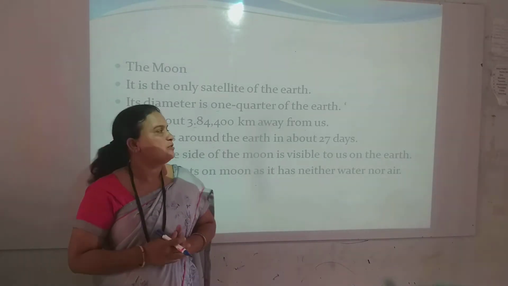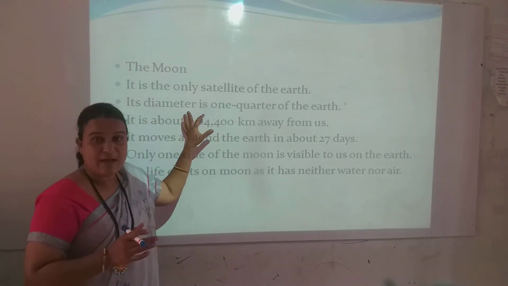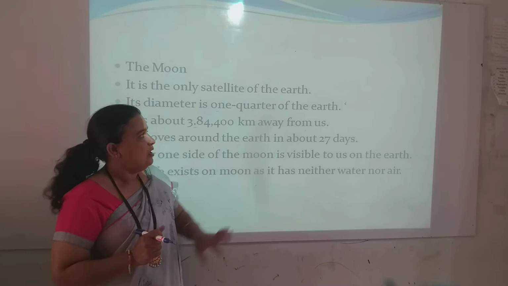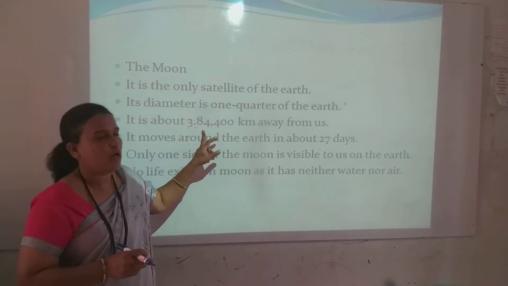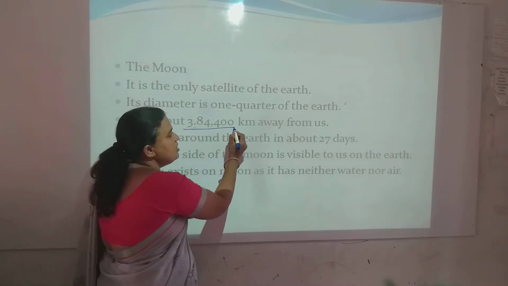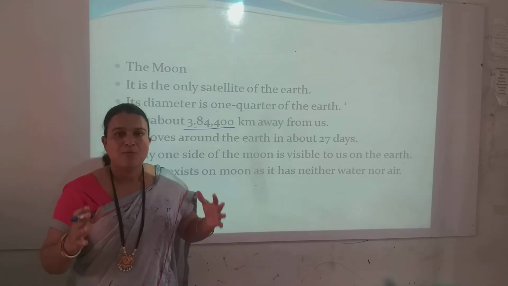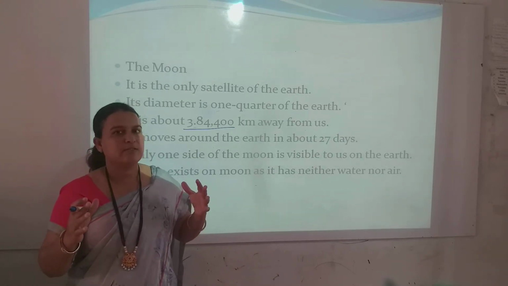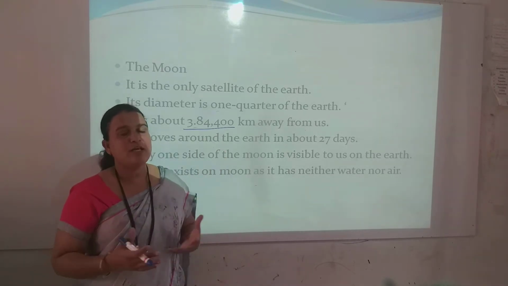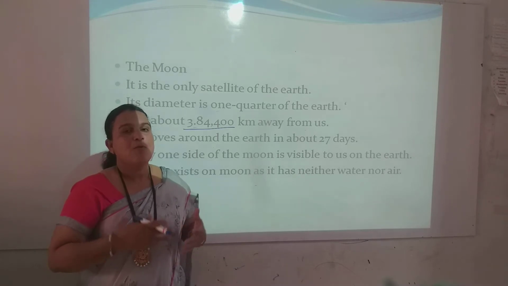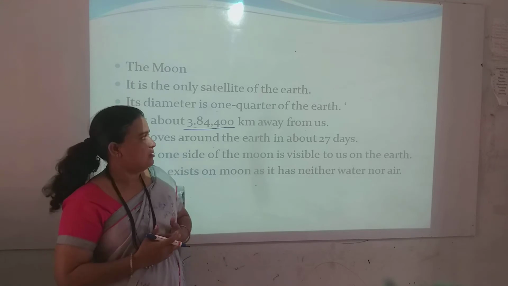Its diameter is 1/4 of the Earth, one quarter of the size. It is about 3,84,400 kilometers away from Earth. Even at such a huge distance, the moon looks bigger in size, but it is very close compared to the other heavenly bodies. So we cannot imagine how far away the other heavenly bodies are from us.